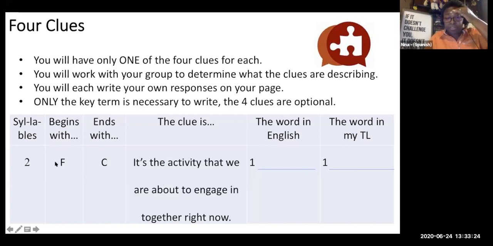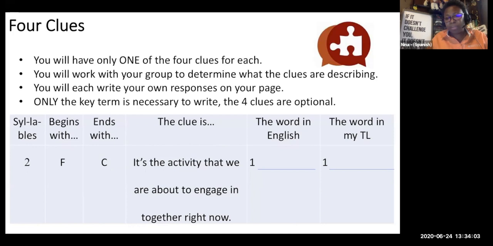No one person has all four of these. All four of you have one of these, and they're randomly scattered throughout everybody's paper. The only thing the students are required to write is what they think the word is in English, and then what the word is in the target language. They already have the target language there, so right now I'm just seeing if they understand. This is comprehension. So if I tell you it's two syllables, it begins with the letter F and it ends with the letter C, in this activity we are about to engage in together right now, what is it?